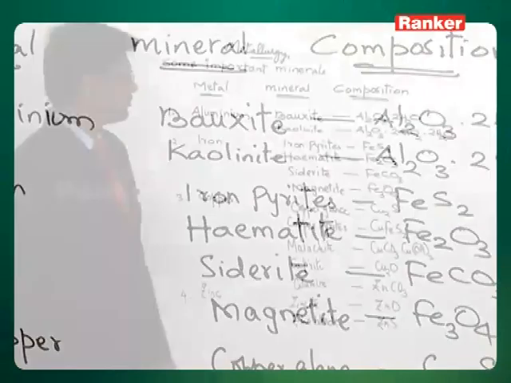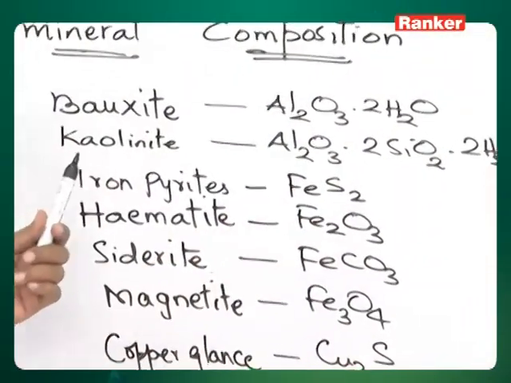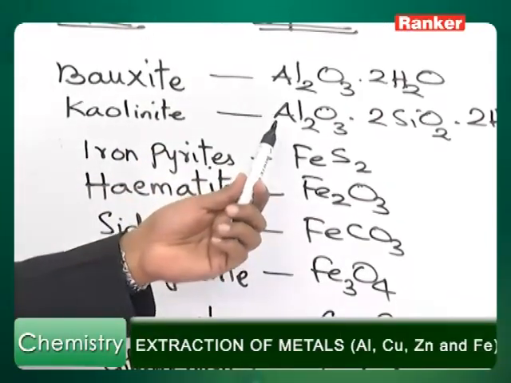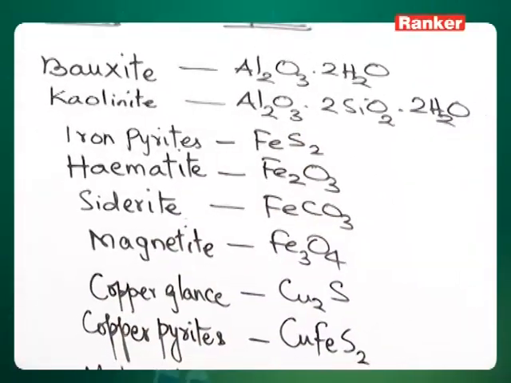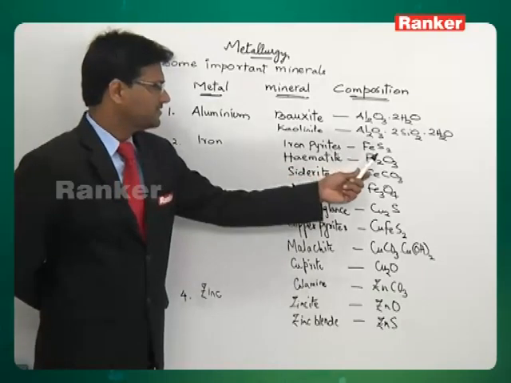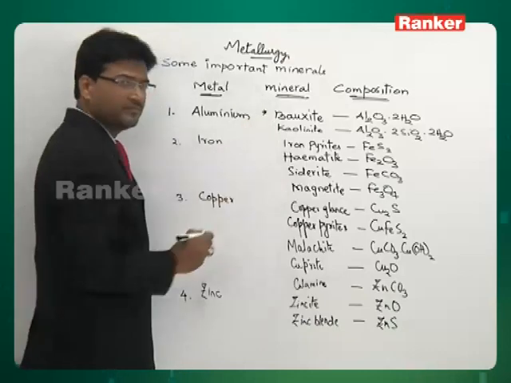Bauxite is an important ore of aluminium. It is a dihydrate, Al2O3.2H2O. Kaolinite is an aluminosilicate, Al2O3.2SiO2.2H2O. And the important ores are iron pyrites. This is, let me tell you, the chief ore of aluminium.